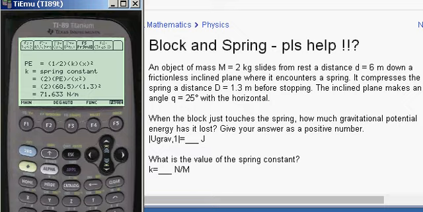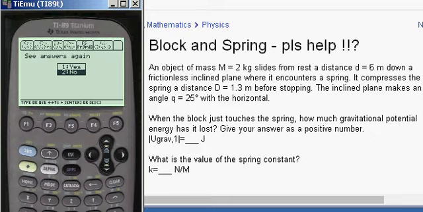So then that PE, we use that formula to find K. We want to find the spring constant, which we haven't found yet, and so we do the algebra of this stuff and come up with 71.6 Newton meters. We can see all these things again.